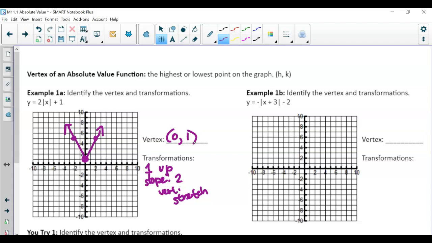Before we do example 1b, how about you pause the video and see if you can think what the transformations are before we take a look at the graph. So let's see what you thought. I see a negative on the outside, so I've got that reflection over the x-axis, which means it's going to be facing downward. Inside is the plus 3, so that's a horizontal shift, 3 to the left because we're going opposite, and then minus 2 on the outside, so that's your vertical, and we're shifting 2 down.